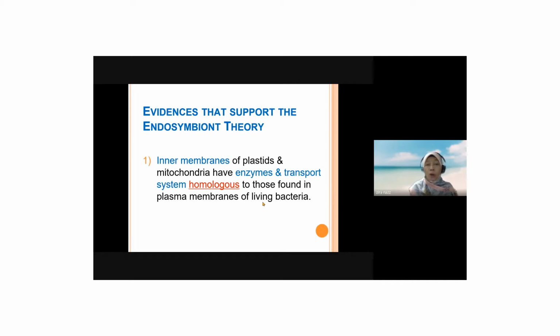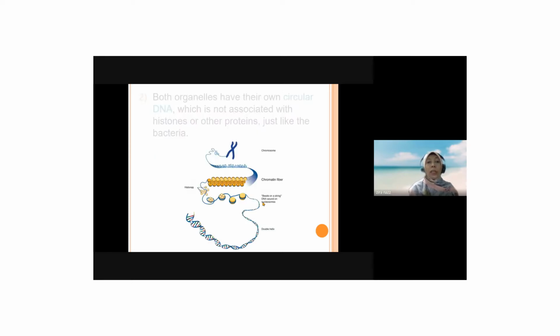One that they engulf. In that process, the ones that they engulf are two: one is an aerobic bacterium, another one is a photosynthetic bacterium. So they make use of these bacteria. The characteristics in these bacteria are actually quite homologous with the ones that have been generated. Like mitochondria, the inner membrane is the same, with an enzyme transport system as in the bacteria. Okay, that's the first one.